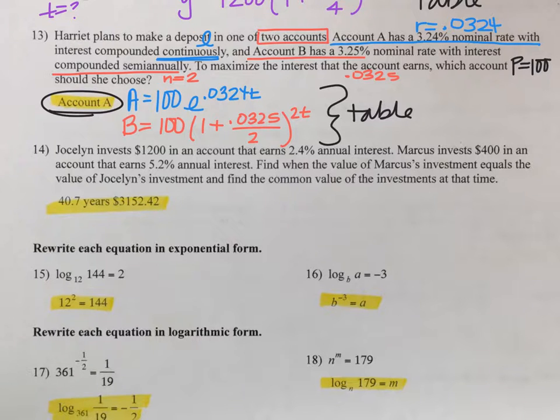All right, last little word problem here. So Jocelyn, again, we're going to be comparing. So we're going to be doing two different equations. So we have Jocelyn, who invests $1,200, earns 2.4% annual interest.